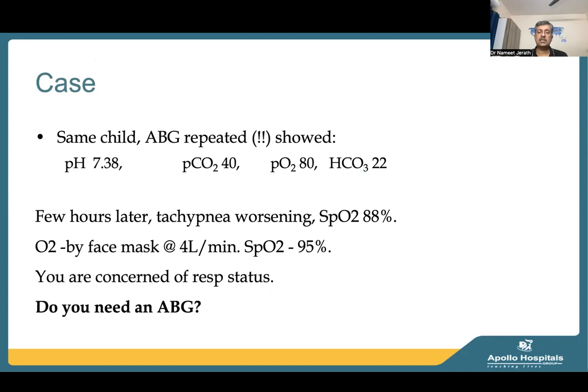Few hours later, this child now has worsening tachypnea. His saturation now is 88%. You put him on some oxygen by mask, 4 liters of oxygen, and the saturation is now 95%. You are concerned about his respiratory status. But with 4 liters of oxygen, he's saturating well. Tachypnea is slightly worse. Now, do we need the blood gas? This is an important concept to understand.